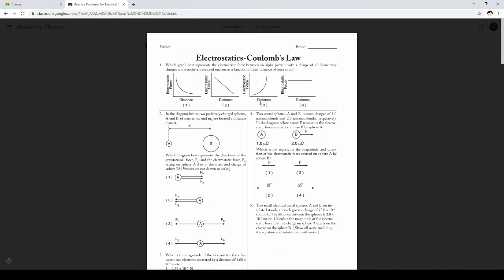3 shows an increasing relationship, a direct relationship between the electrostatic force and distance. And number 4 shows no relationship, that the electrostatic force is constant. So 3 and 4 are both wrong. That leaves us with 1 and 2. Well, 2 would be a negative direct relationship, whereas 1 is an inverse relationship. There's no negative sign in kQ1Q2 over r squared, and r is not in the numerator. It's not going to be number 2.